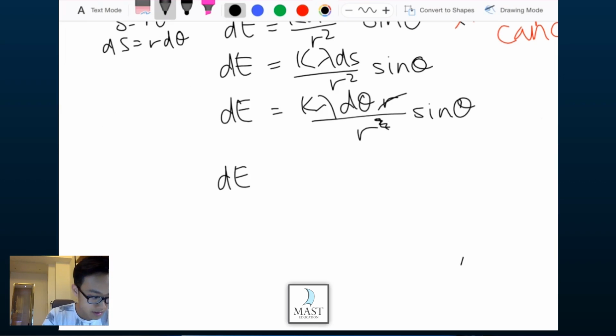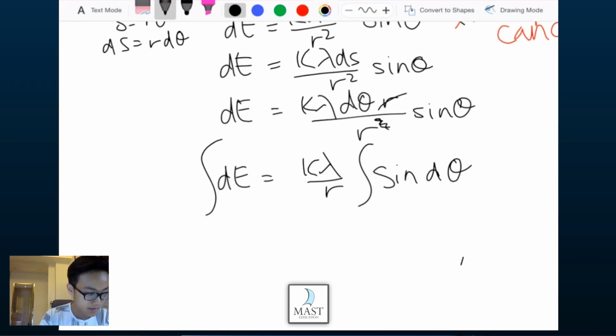So dE will equal to, let's take out our constants first before we integrate. What are our constants? k, lambda, and r. They're all our constants. And then we'll multiply by sine theta d theta. And then right here, we'll integrate from here to here. And our limits will be from 0 to pi, since it's a semicircle.